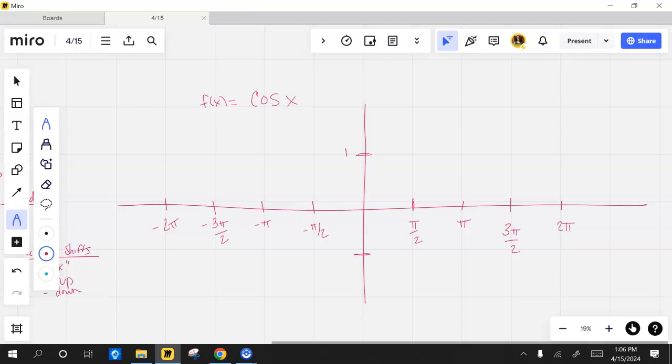What is it? 1. Yes. Cosine of 0 is 1. What's the cosine of pi over 2? 0. What's the cosine of pi? -1. Cosine of 3 pi over 2, I bet you can guess from here. 0. Do you see the pattern? It's clicking. Cosine of pi is -1. Remember, it's your x value.